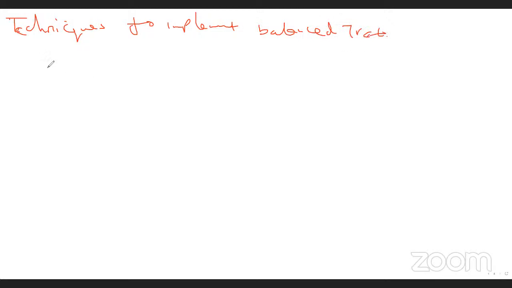So from our reading, or in programming rather, there are a couple of techniques that we can use to implement or build these balanced trees. Tell me, which ones have you read from the book?